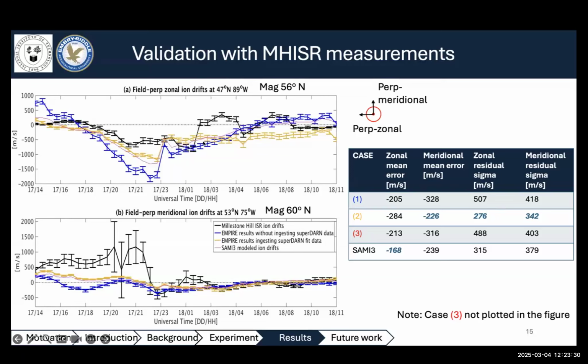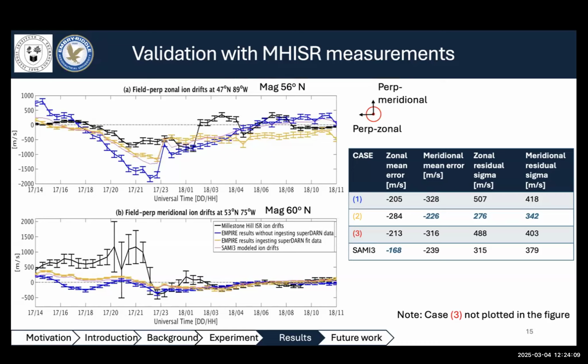The blue one is the primary base case, the magenta is the model value, and the brown color is case 2. Here I ignore the plot of the red line, which is case 3, which is ingesting the grid data, because it yields the worst result. So here we compare the result from the primary case and the model and ingesting the fit data.